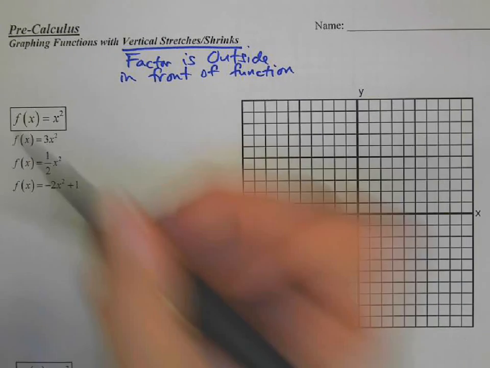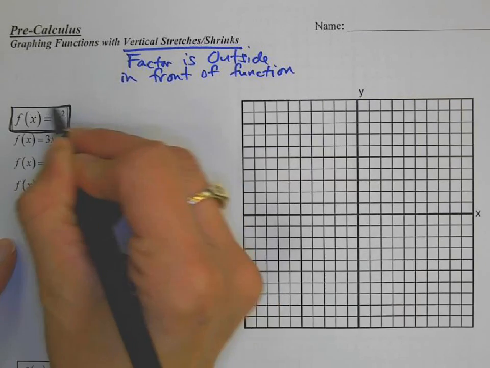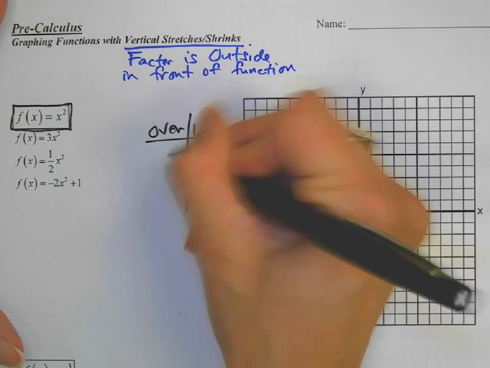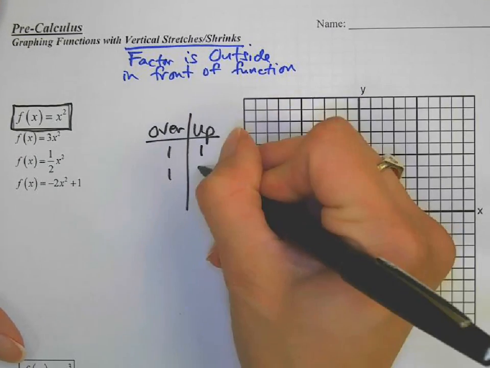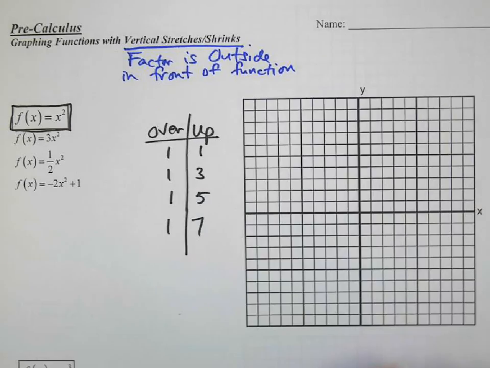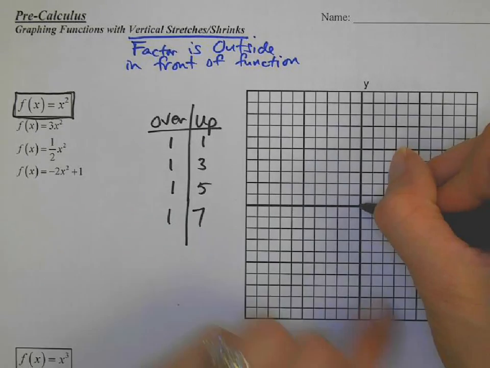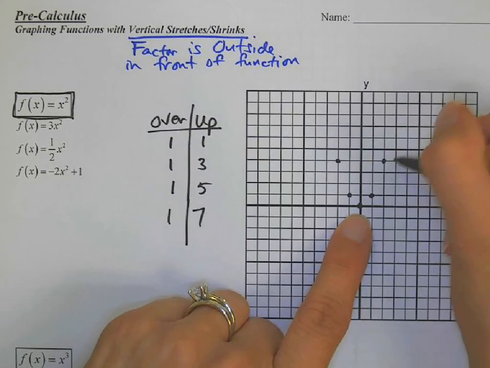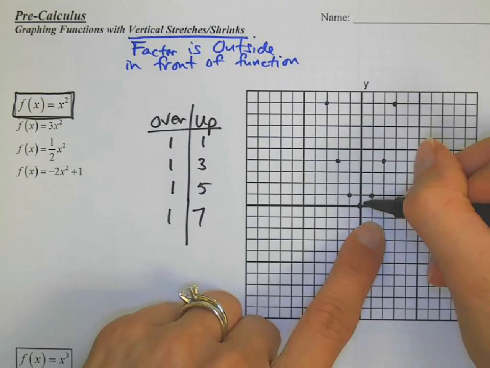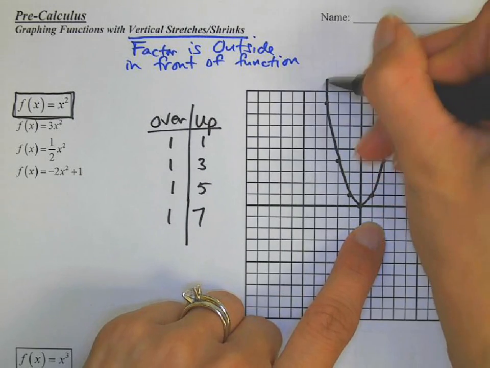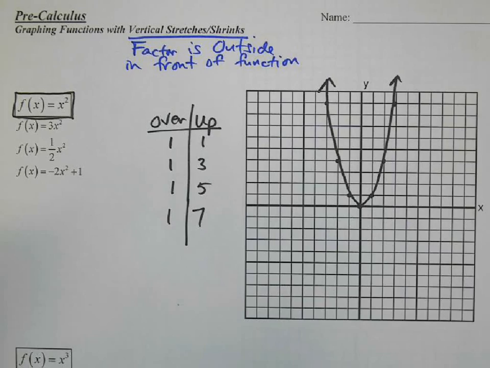So the first thing we're going to do is graph our basic function in black. Hopefully everybody remembers the growth pattern. The basic growth pattern for a parabola is over 1 up 1, over 1 up 3, over 1 up 5, over 1 up 7. So let's go ahead and graph that. This is just review from yesterday. Over 1 up 1, over 1 up 3, over 1 up 5. If at any point this is going too fast, please pause the video, do your drawing, and then hit play, or rewind if you want to hear something again.